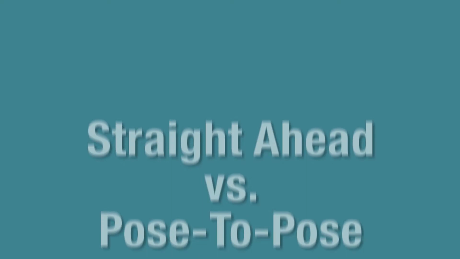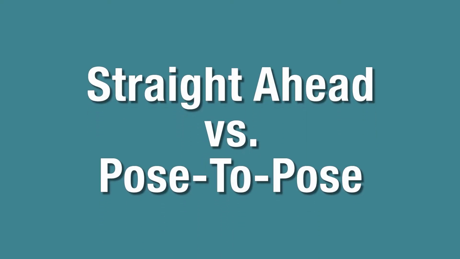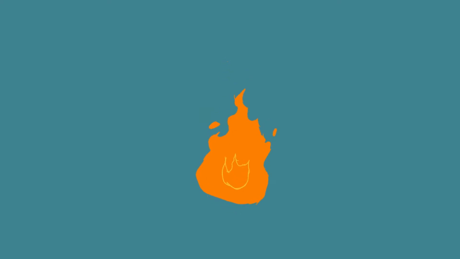During this episode, I will be covering two different styles of animation, straight ahead and pose to pose. These two terms refer to the different styles that animators use when creating a scene. Throughout this series, you may have noticed me using both styles depending on the movement.